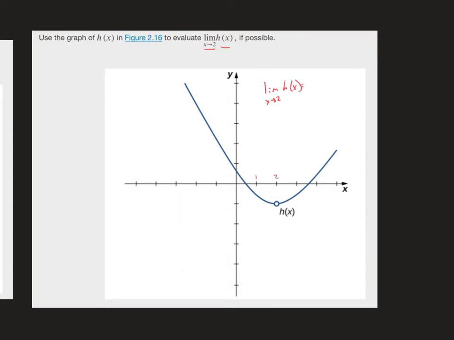Here's 1, here's 2. So as I approach 2 from the left, we're going in that direction on the graph. From the right, we're looking at it from this direction, and it sure looks like we're getting closer and closer to a y coordinate of -1. So that's how we can use graphs to evaluate limits.